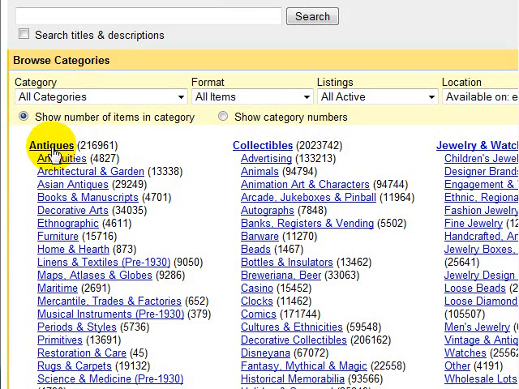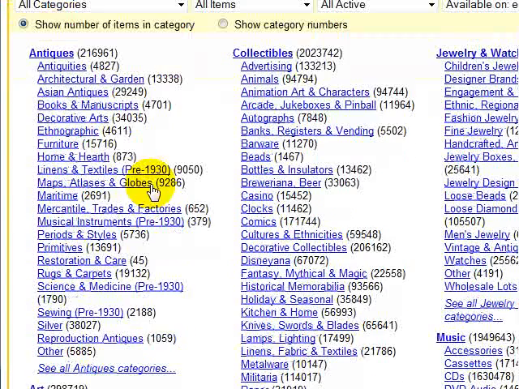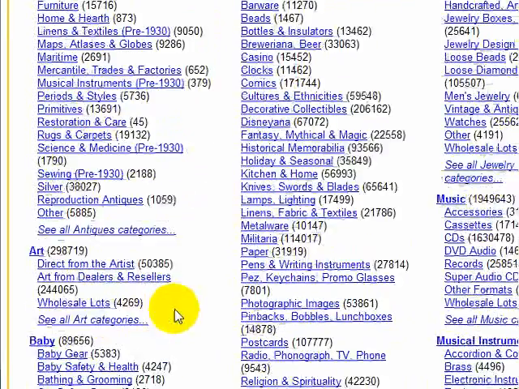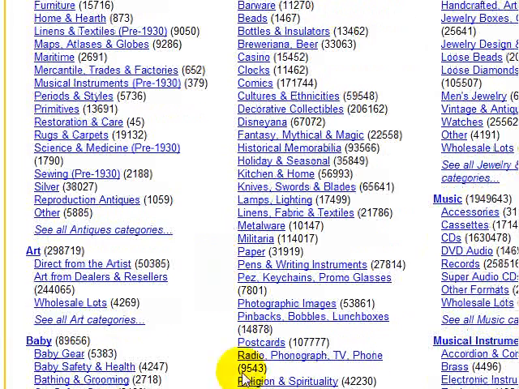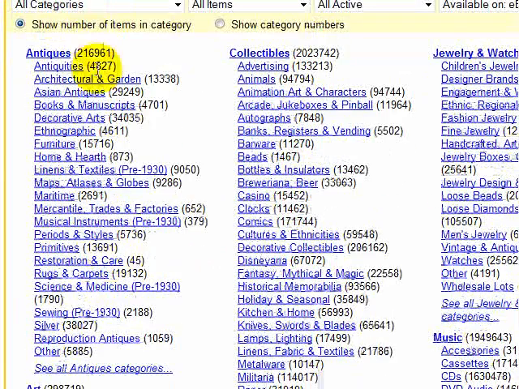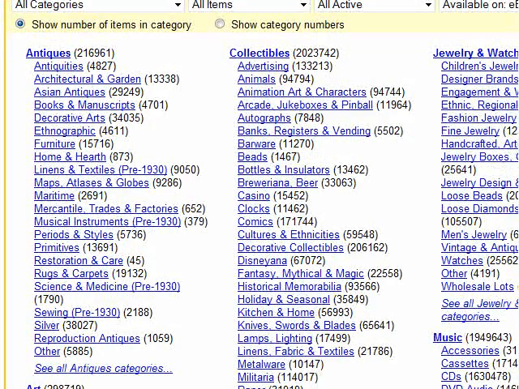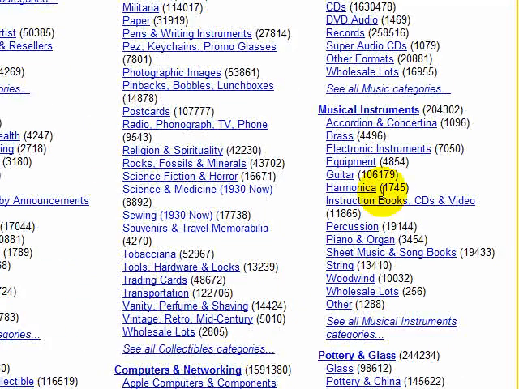So under antiques, for instance, which is the first one because it's alphabetical order, there's Asian antiques, books and manuscripts, decorative arts, and so forth. These are the potential micro niches that you can go into. Obviously, you want to go into a niche where you have some sort of interest. So if you're interested in antiques, that's cool. You should look at these things. If you're interested in collectibles, jewelry, music, musical instruments, they show you electronic instruments.